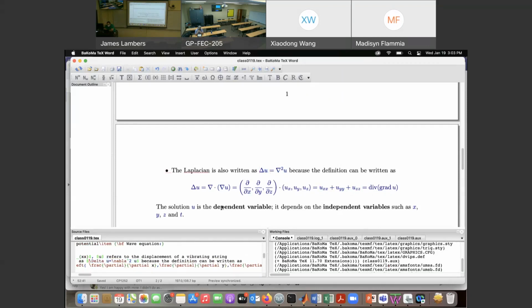So our solution u, we refer to as a dependent variable. Whatever variables it depends on, those are the independent variables that are featured in the PDE, and we have partial derivatives with respect to those variables, x, y, z, t, or whatever we'll have in all of our examples. Most times we'll be dealing with just one space dimension, so your solution u would be a function of x and t.